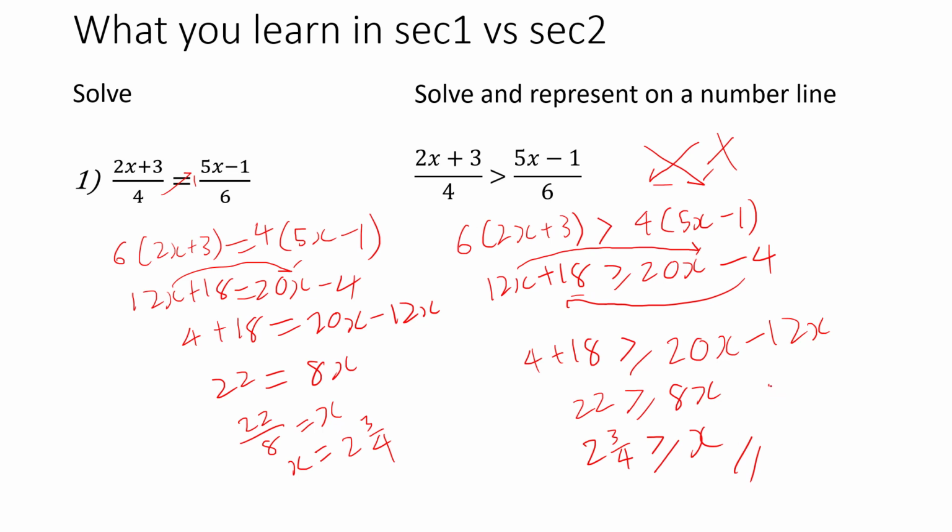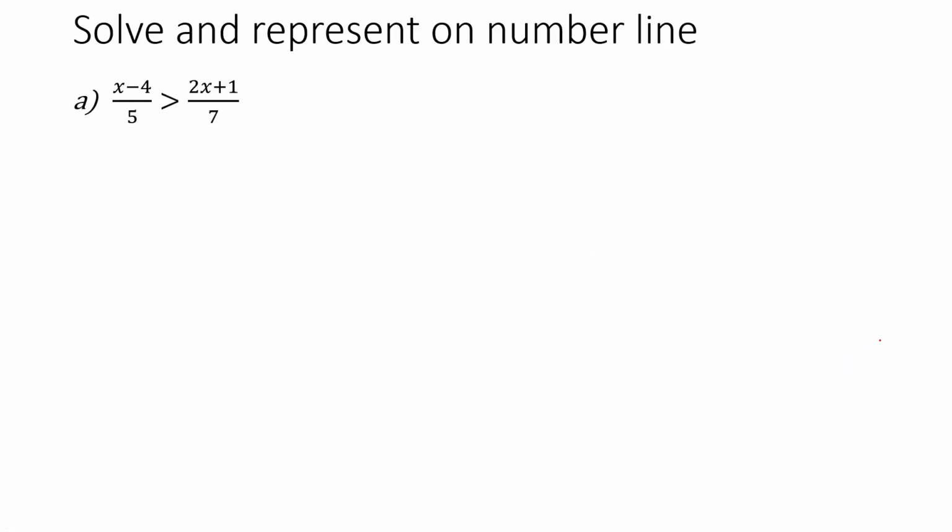Now, if your answer is x is smaller or equals to 2 and 3 over 4, your answer is also correct. These two answers are correct, because at the end of the day, x is still smaller than the other number. Finally, please try out this question yourself. Pause the video, try it out, and if you want the answer, it is down here. Alright?